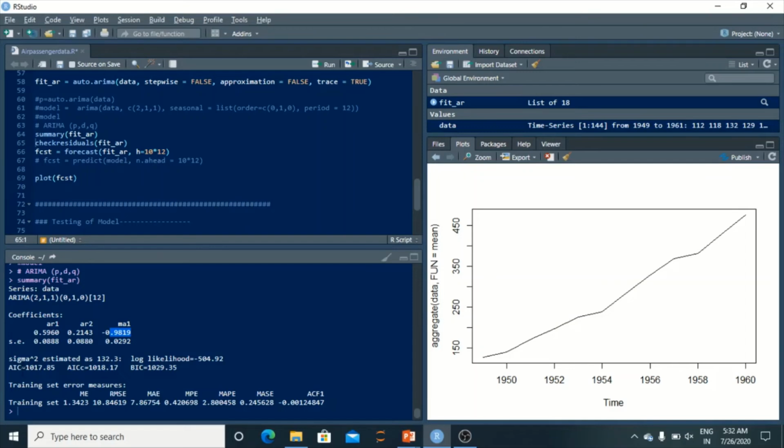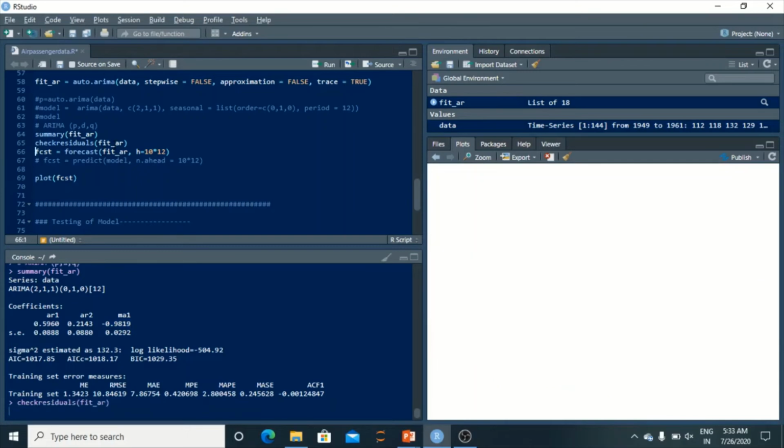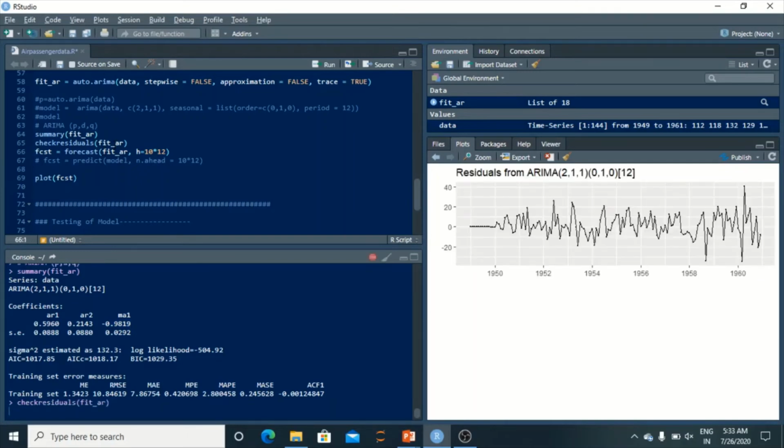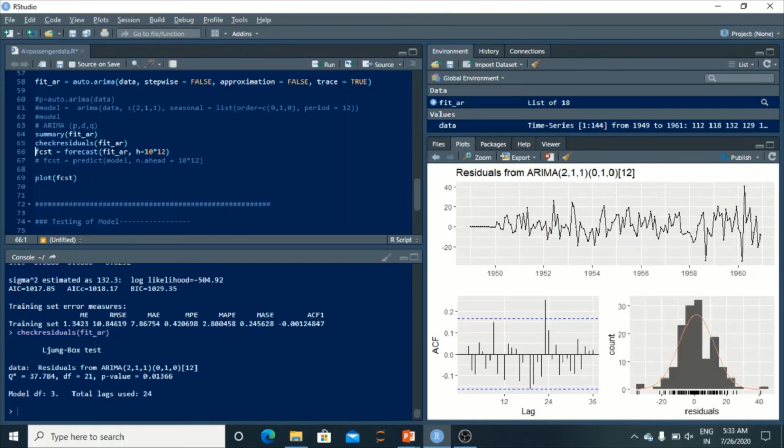So what is AIC? AIC is the Akaike information criterion. You can read about this section in the stochastic process book by Sheldon Ross, or the time series book by Montgomery. You can easily find this criterion, also called minimum AIC. Apart from the summary, we check the residuals, and in the residuals we can check whether our model is well fitted or not.